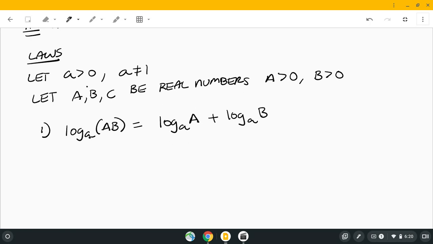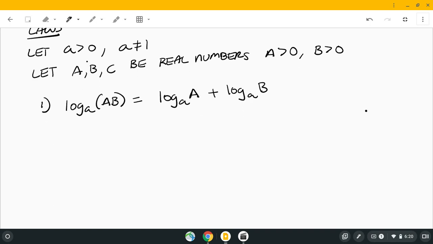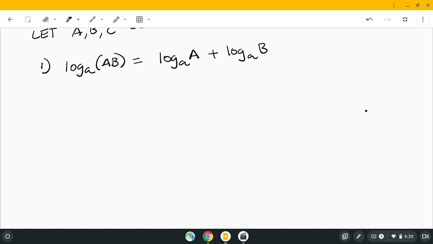Sometimes you want a single log. Sometimes you want to split up the log. Sometimes it's nice to have it written like this, and sometimes it's more convenient to have it separated. It just depends on the situation.